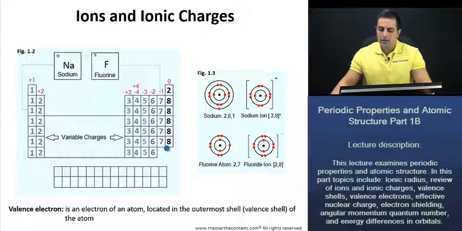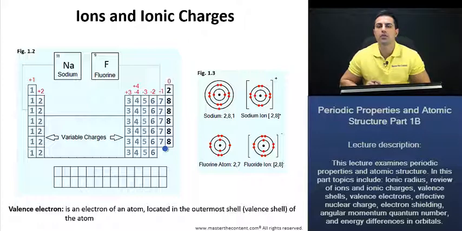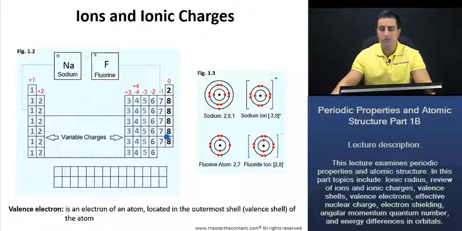Now, there's one of two ways that an atom can do that. It can either gain an electron or it can lose an electron. And when an atom gains or loses an electron, it is then considered to be an ion. Furthermore, from the element's position on the periodic table, we can determine whether or not it's going to gain or lose an electron. Let's take a look at that now.